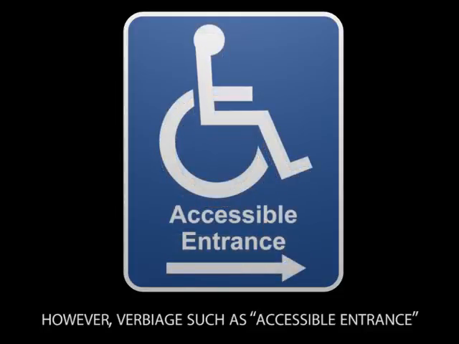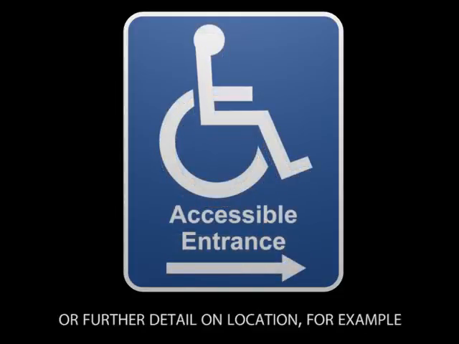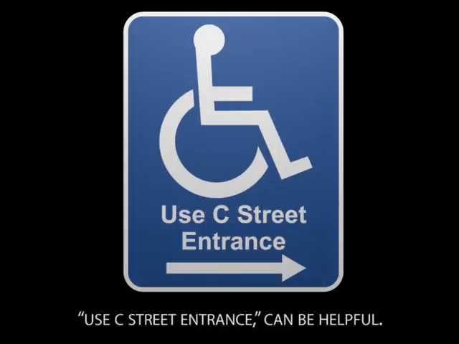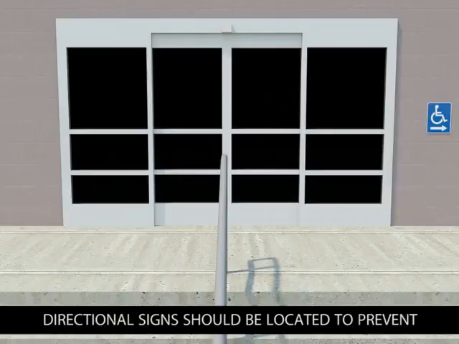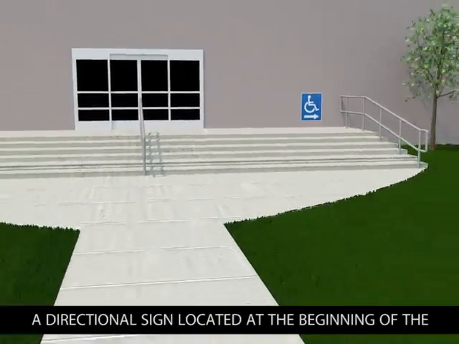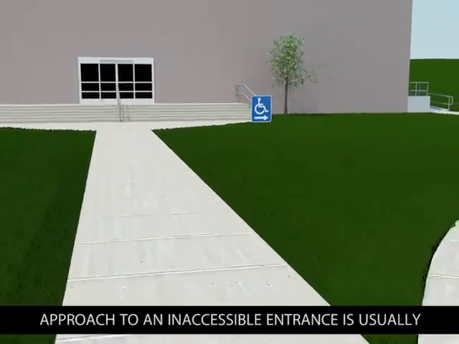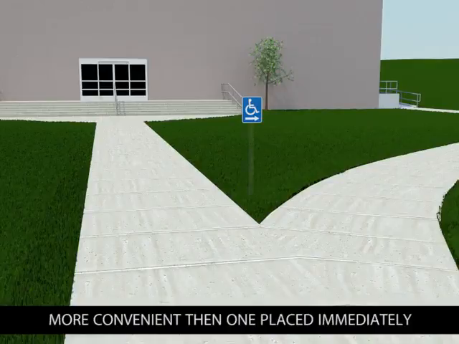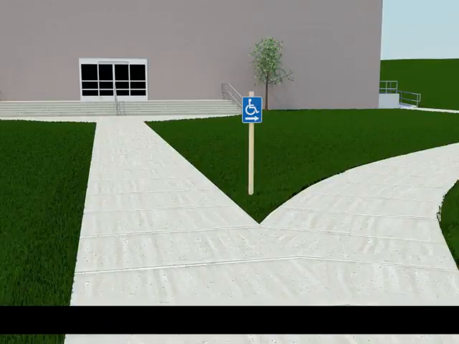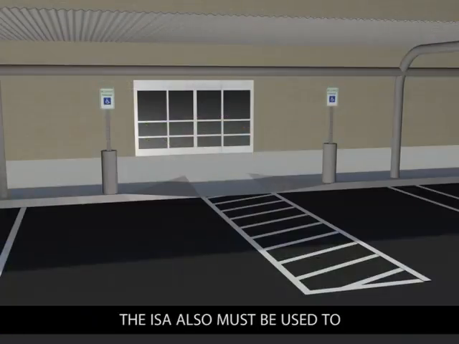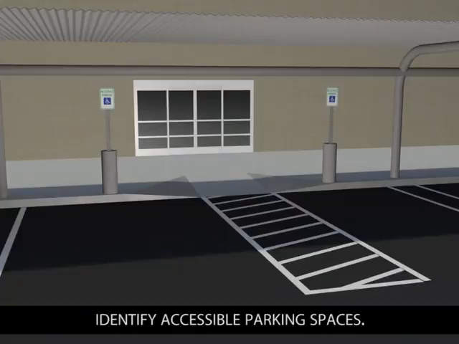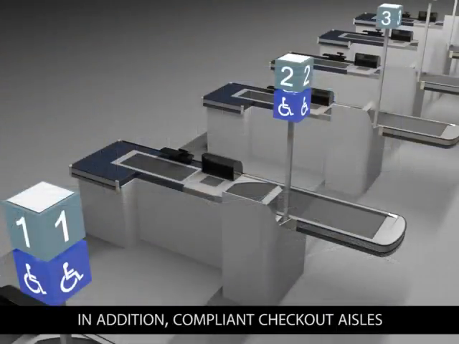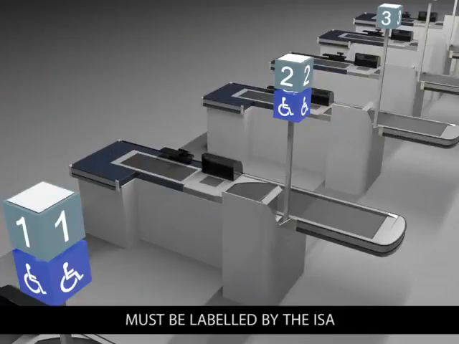However, verbiage such as "accessible entrance" or further detail on location, for example, "use C Street entrance," can be helpful. Directional signs should be located to prevent or minimize backtracking. A directional sign located at the beginning of the approach to an inaccessible entrance is usually more convenient than one placed immediately at the entrance. The ISA also must be used to identify accessible parking spaces. In addition, compliant checkout aisles must be labeled by the ISA unless all of them are accessible.